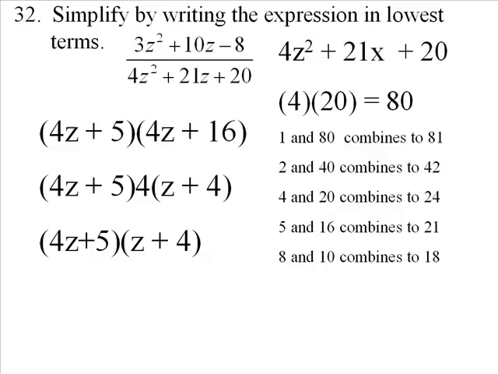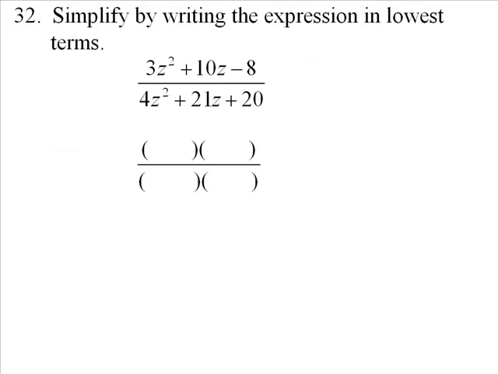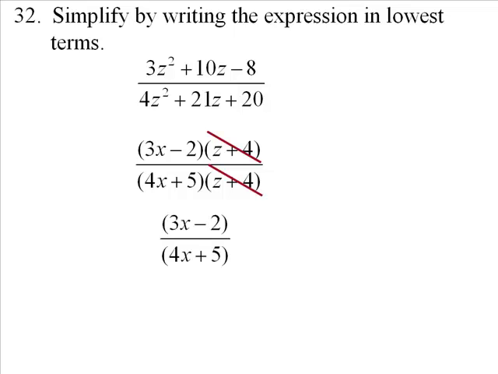Writing these two factors in my original fraction, we'll replace it with the factors. There's my numerator. We figured that out. There's my denominator. And now you can see that z plus 4 is common. We can factor it out, and we can cancel it, and that'll leave you 3z minus 2 over 4z plus 5.